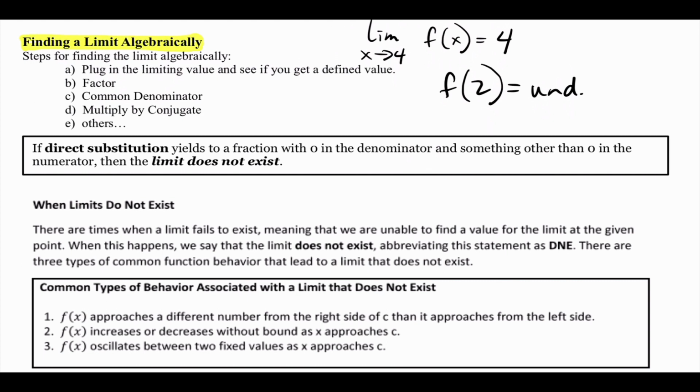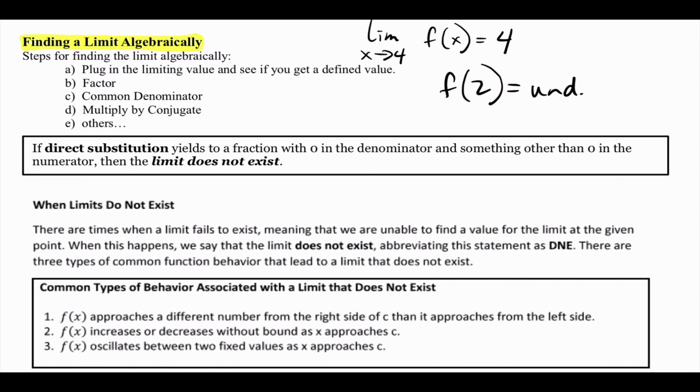First, plug it in. If you plug it in and it gives you an answer, boom, you're done. Plug in the number. So as x approaches 4, if I can plug it in and get an answer, I'm done. Move on. Sometimes that doesn't work, though. Sometimes it gives you 0 on the bottom, right? Like the one we just did. So what can you do?